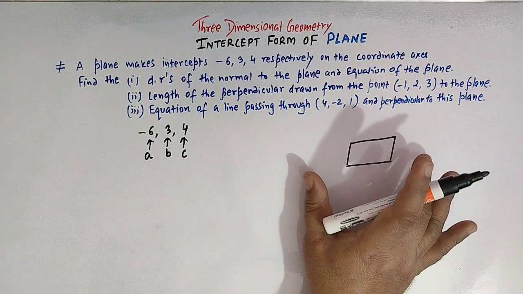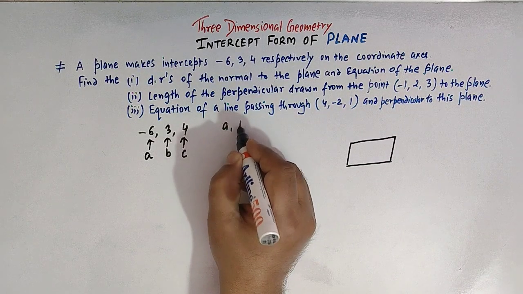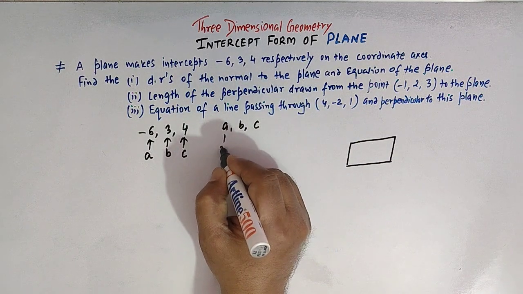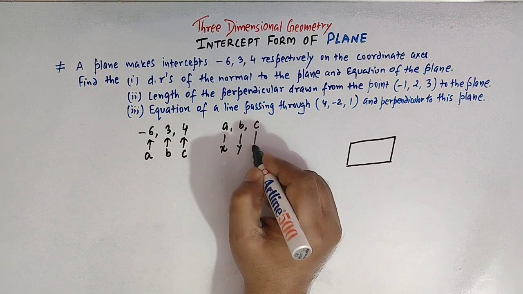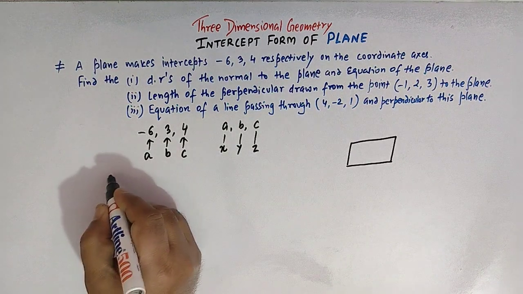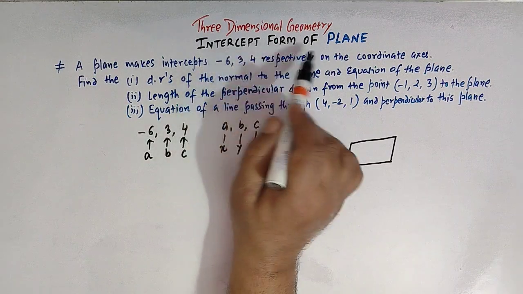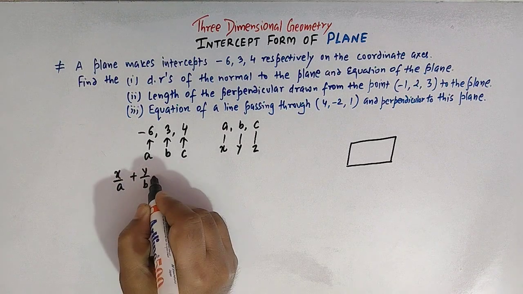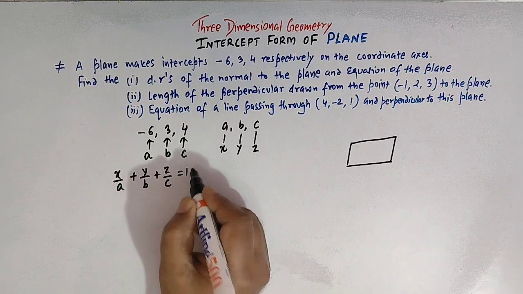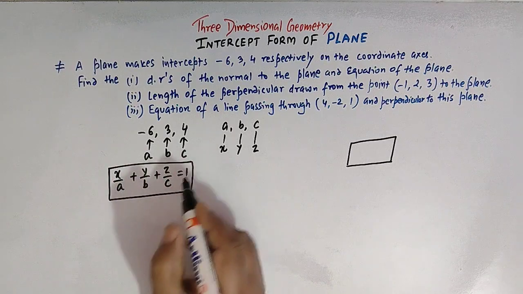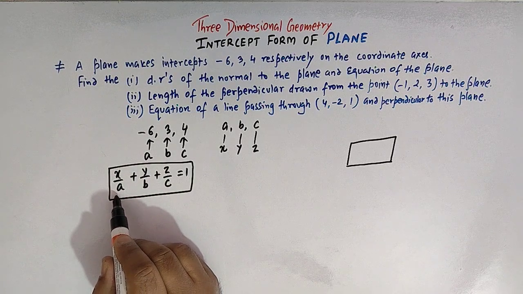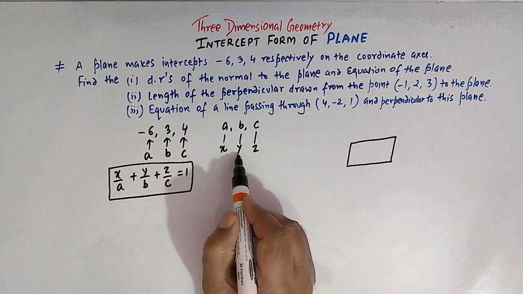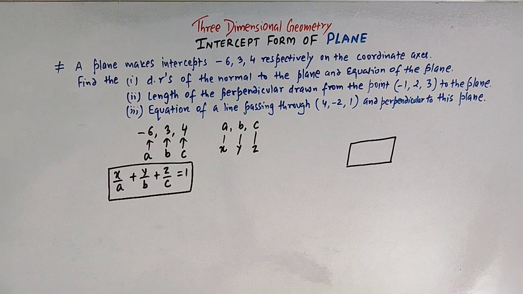So we know that if a plane makes intercepts a, b and c on the coordinate axis, meaning this is the x-intercept, this is the y-intercept, and this is the z-intercept, then the equation of such a plane in intercept form is given by x over a plus y over b plus z over c is equal to 1. So this is the equation of a plane which makes intercepts of length a, b and c on the x, y and z axis.